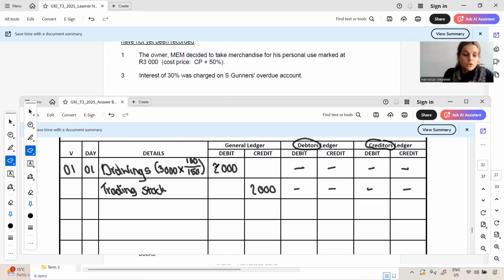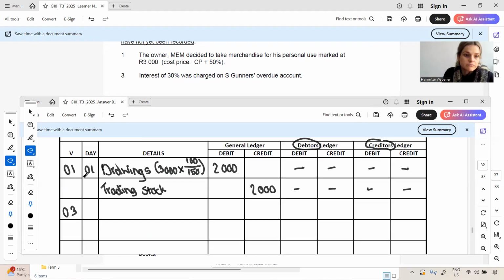Okay, on the 3rd, we have interest charged on S Gunner's overdue account. Remember that when we look at our debtors, in the DJ we only have new credit sales transactions. In the DAJ, we record whenever a debtor returns goods to us. Then in the CRJ, we will only record whenever a debtor makes payment towards their account. In the CPJ, it is when a payment that we received from a debtor is now being reversed. So if it is something else, like interest charged on a debtor's account or a correction to a debtor's account, that will go to my general journal.